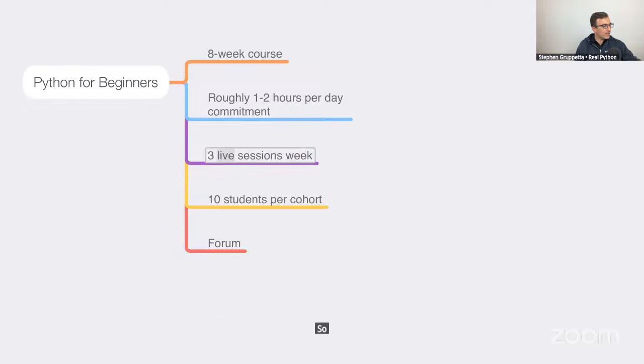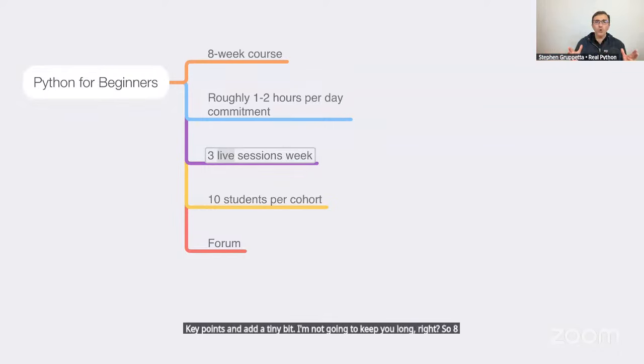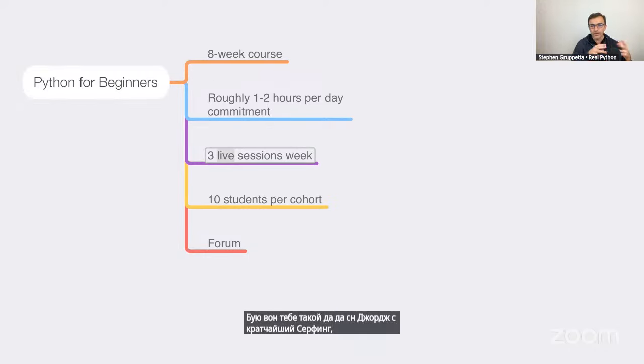So far, I think I've covered all the questions. So let me go through these key points and add a tiny bit. I'm not going to keep you long. So 8 weeks. Why 8 weeks? We wanted a course that doesn't just scratch the surface of, oh, here's a few things you can do, and that's it. We wanted enough time to explore the fundamentals well, dig a bit underneath the surface. So not just how do I write this code, these are the words I need to use, but we try to understand a bit why we're doing things the way we are. So we need a bit of time to do that.